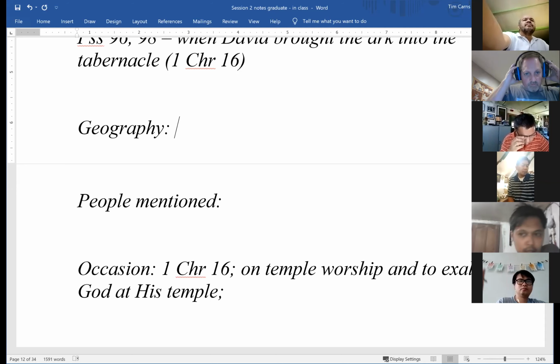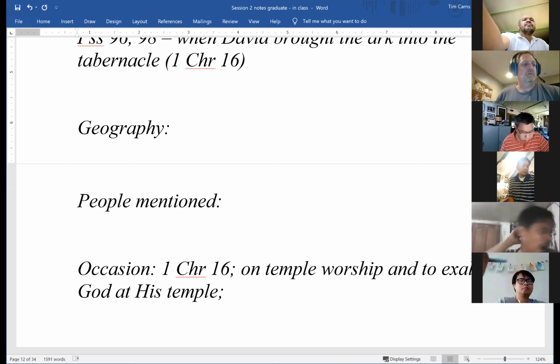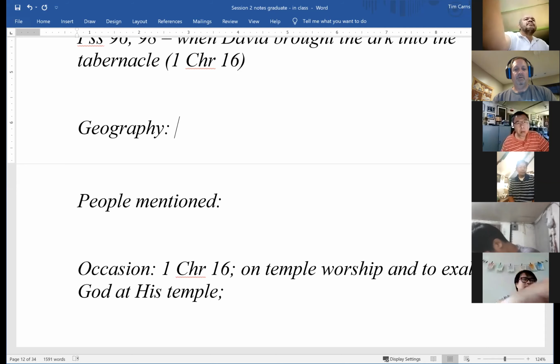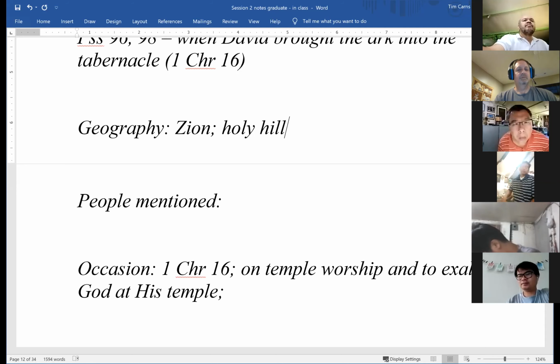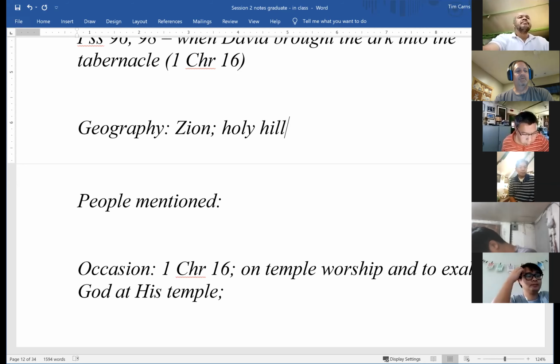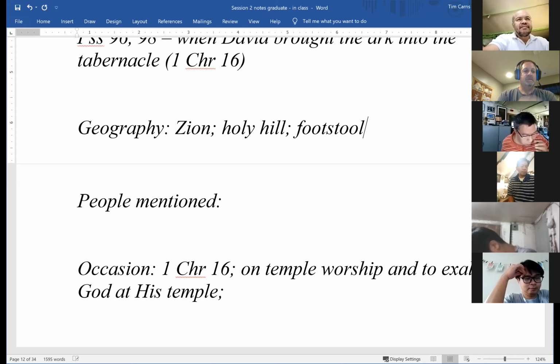Are there any places within the psalm? Jerusalem, Zion. Okay, so Zion, the holy hill, is mentioned. Any other locations mentioned here? The footstool in verse 5, the footstool that we talked about in verse 5.